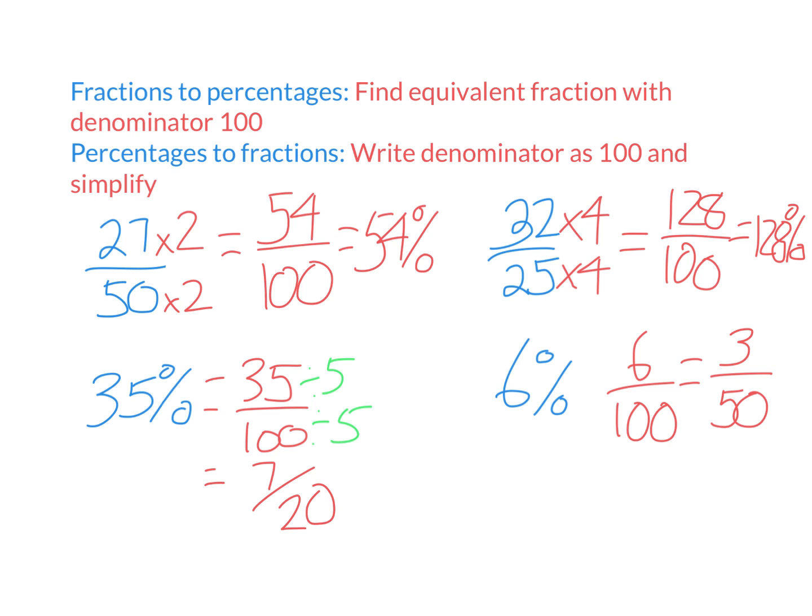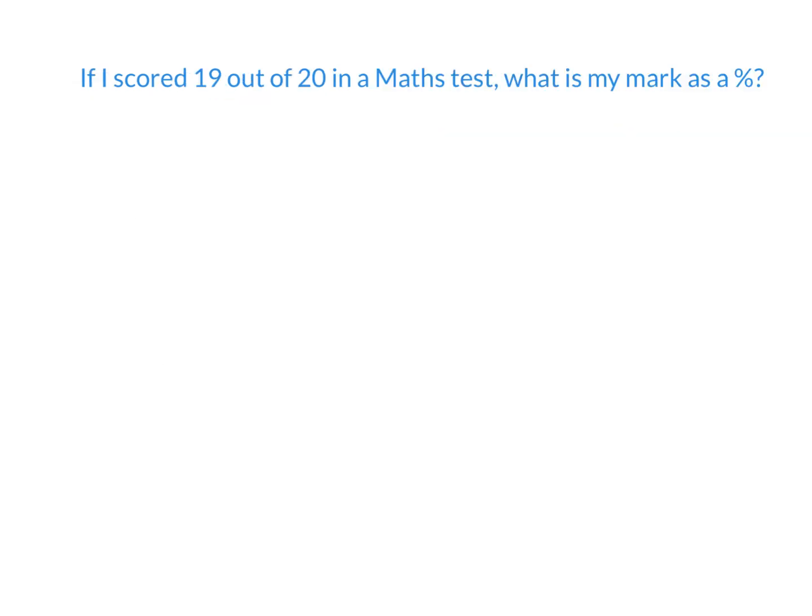look at finding a percentage in a worded problem. So let's say I scored 19 out of 20 in a maths test. What is my mark as a percent? So we scored 19 out of 20, 19 over 20 in the test. How do we convert this to a percent? Well, this is a fraction. The way we convert fractions to a percent is we find an equivalent fraction with denominator 100.